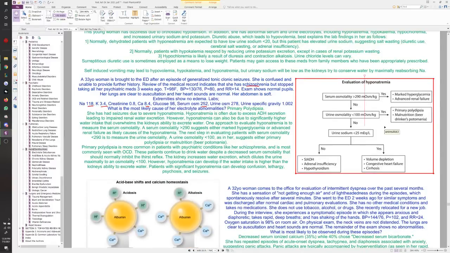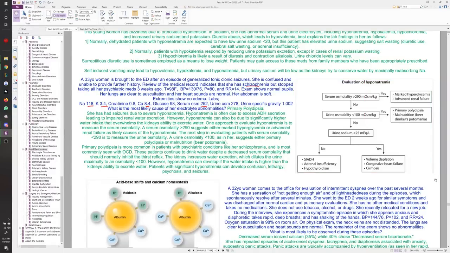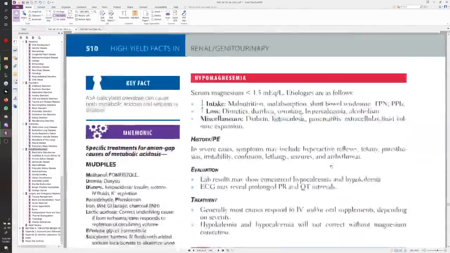And this we already talked about, the evaluation of hyponatremia. This table is a kind of toned down, easier looking version of our hyponatremia table in first aid. But the first aid hyponatremia table is very important for actually being able to know everything you need to know.